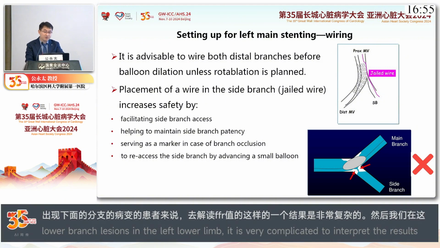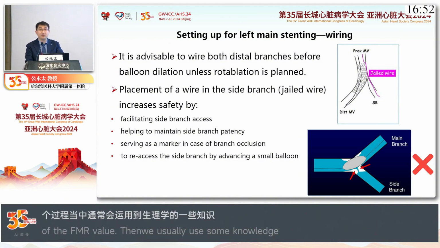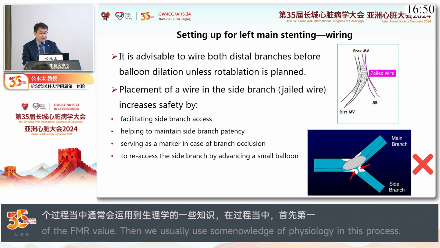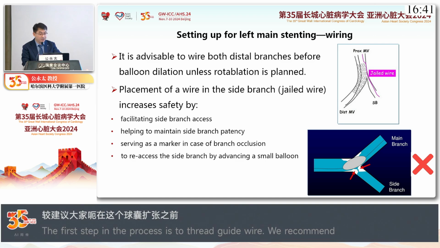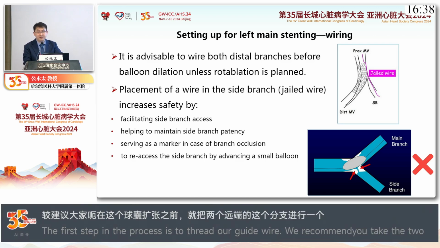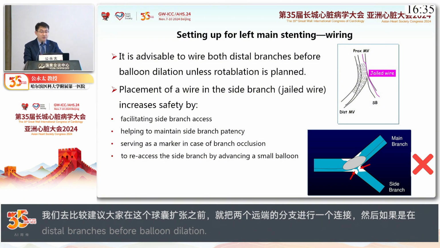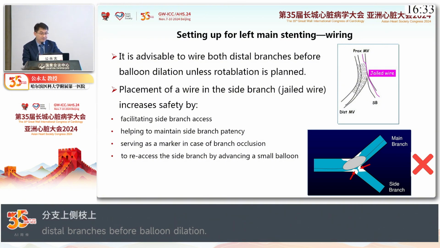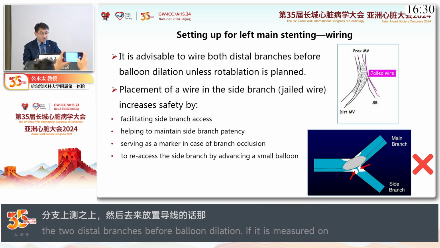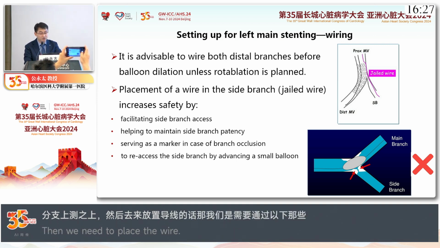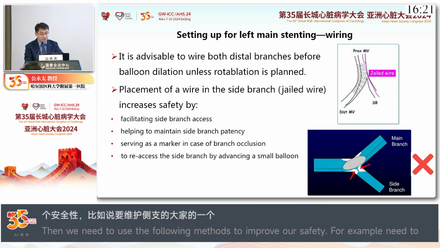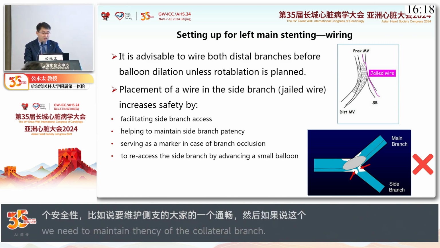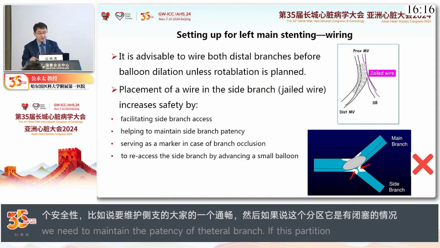The first step is wiring for the setting up for left main stenting. It is advisable to wire both distal branches before balloon dilation unless rotor ablation is planned. Placement of a wire in the second branch is very important, which could increase PCI safety by facilitating side branch access, helping to maintain side branch patency, serving as a marker in case of branch occlusion, or to access the side branch by advancing a small balloon.